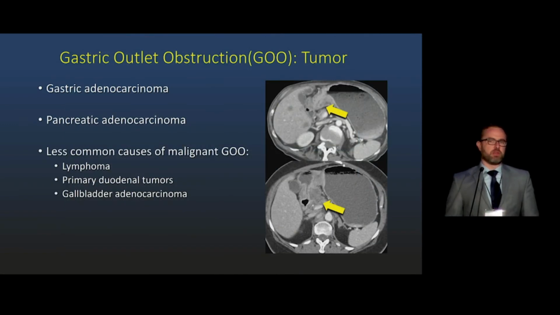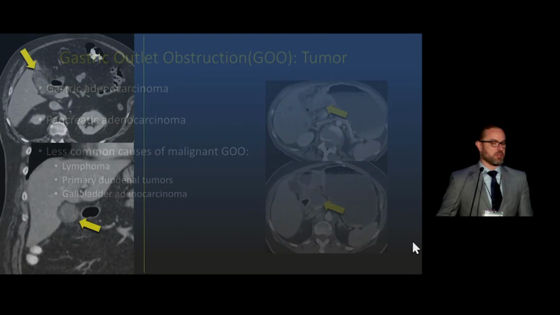Malignant gastric outlet obstruction occurs most commonly with gastric and pancreatic cancers, but remember, less common entities include lymphoma, primary tumors of the duodenum, and biliary tumors such as gallbladder cancer. This is a patient with gastric cancer, which was unfortunately already metastatic at the time of presentation. But again, notice the marked distension of the stomach, and vomiting was their acute presentation.